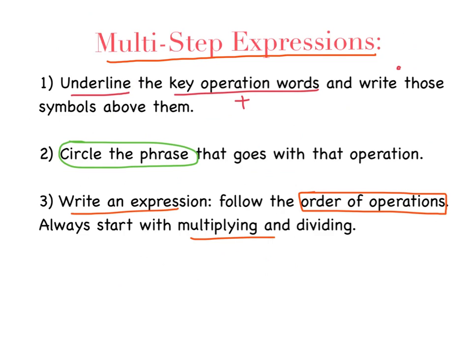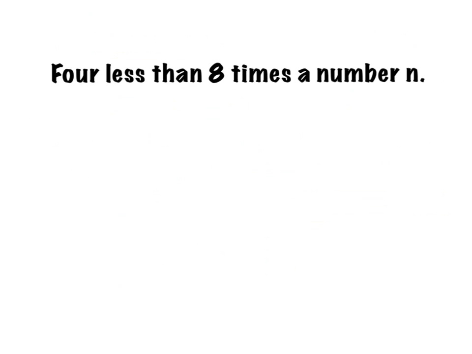So multiplying and dividing always comes before adding and subtracting. Leave adding and subtracting until the end. All right, let's try one now that you have those steps written down. It says 4 less than 8 times the number n. So the very first thing you're going to do is go through this, find any key words that you see.